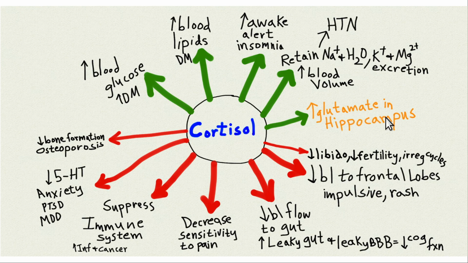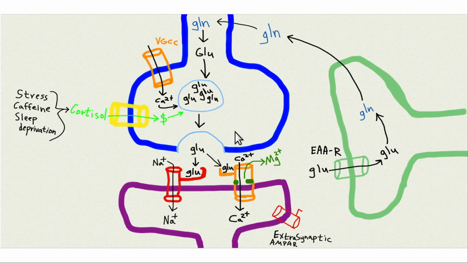Okay, you get increased glutamate release in the hippocampus. That's a key thing that cortisol does. It also increases blood lipids and blood glucose, so it predisposes you to increased risk of diabetes. It also predisposes you to insomnia, being unable to sleep because you're stressed out. That also increases your risk of recurrent seizure. So you don't want things that elevate cortisol if you're trying to prevent a seizure.